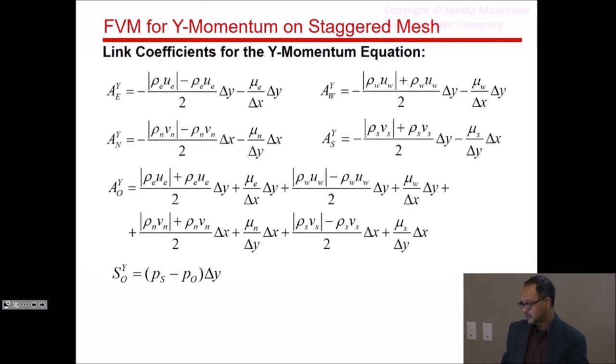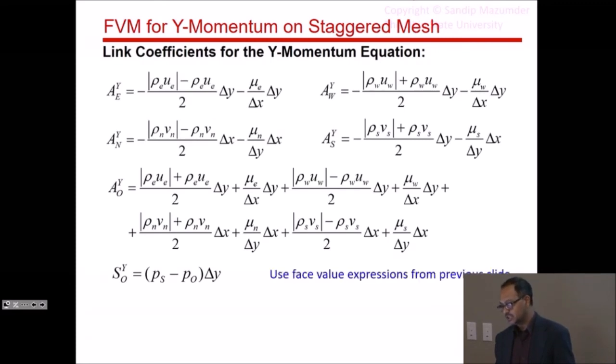So here is a final summary of the link coefficients for the Y momentum equation. Again, really nothing changed in these expressions except that the source term, for example, has south and north instead of west and north, and some of the delta x's may have become delta y's and so on. But pretty much these expressions are the same, but the face values that you used from the previous slide are very different from the X momentum equation.